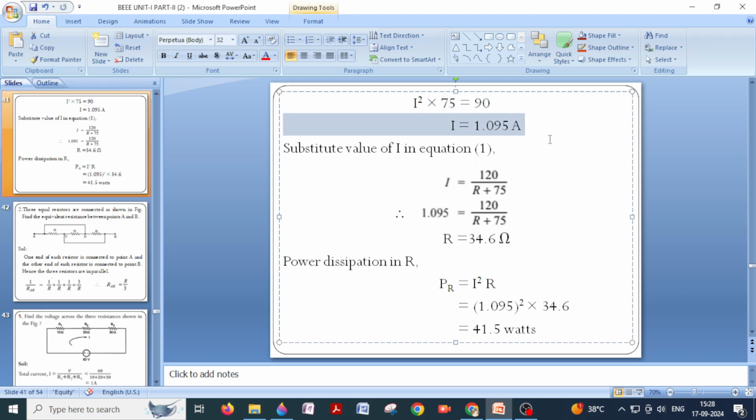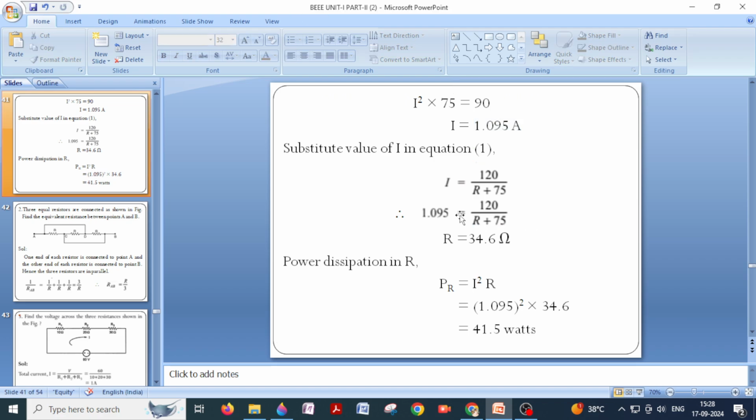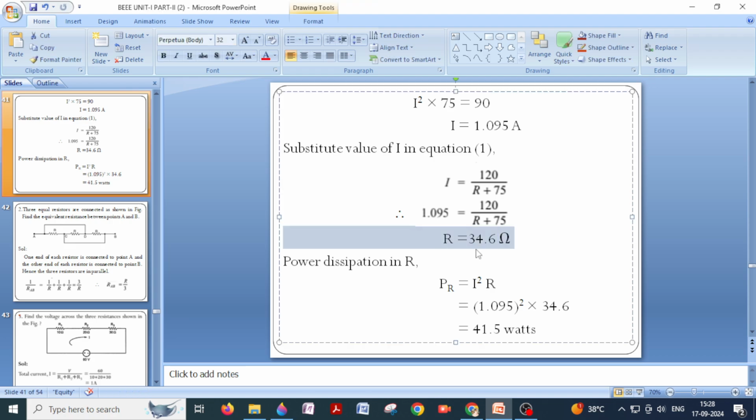If you know the I value, you can calculate the R value. What is R? I is equal to 120 by R plus 75. Now we have determined the I value. Substitute the I value here. So if you substitute, 1.095 will be equal to 120 by R plus 75. You can determine the R value. Now the R value is 34.6. We know the current I is the same because both elements are connected in series. So what is the power dissipated? I square R. The I value is 1.095 whole square into what is the R value? 34.6. So you just simplify it, you will get the power dissipated by this resistor, the unknown resistor R.